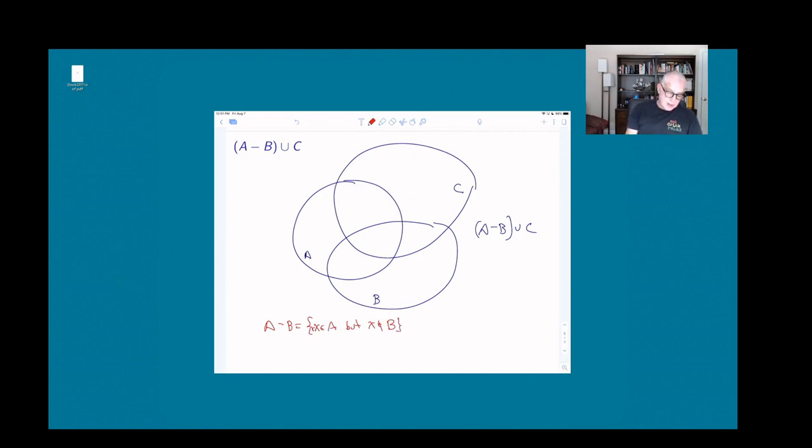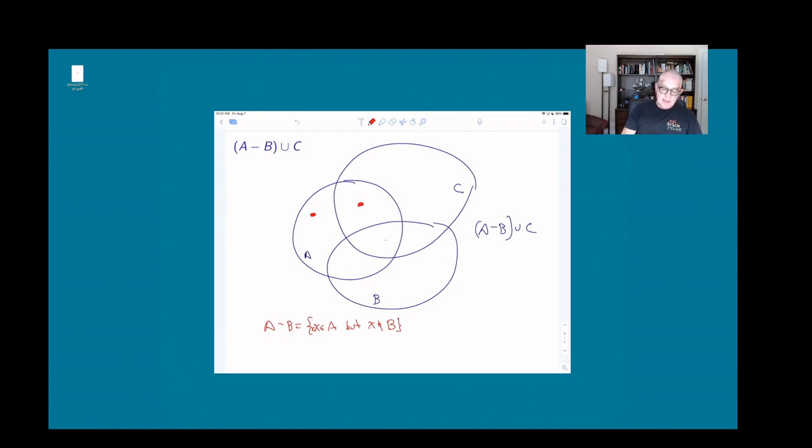So anything over here, X is in this region, is in A. This region is in A. This region is in A, but it's in B. This region's in A, but it's not in B. This region's in A, but it's in B. So I think the red dots here cover the regions where you're in A, but you're not in B.